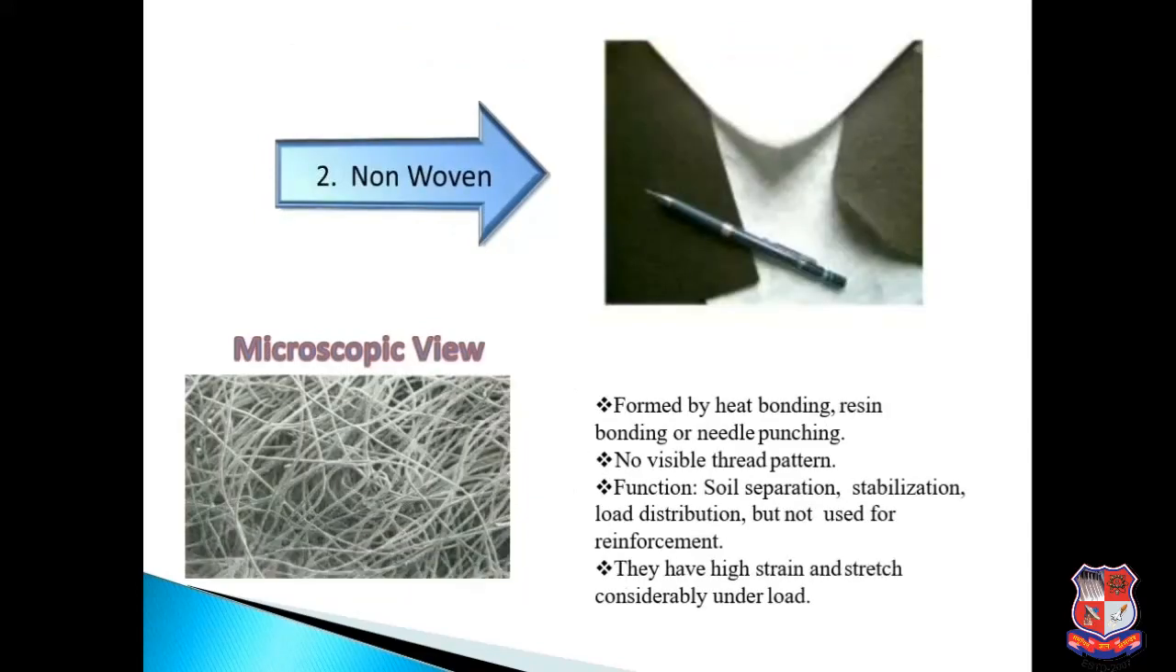Second is non-woven. You can see a real life image and microscopic view of it. It is formed by heat bonding, resin bonding or needle punching. There is no visible thread pattern. Function is soil separation, stabilization, load distribution but not used for reinforcement. Also they have high strength and stretch considerably under a load.